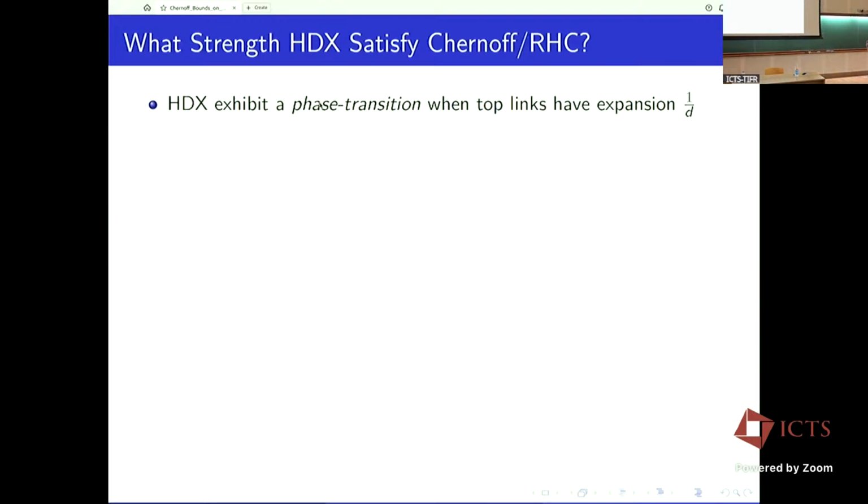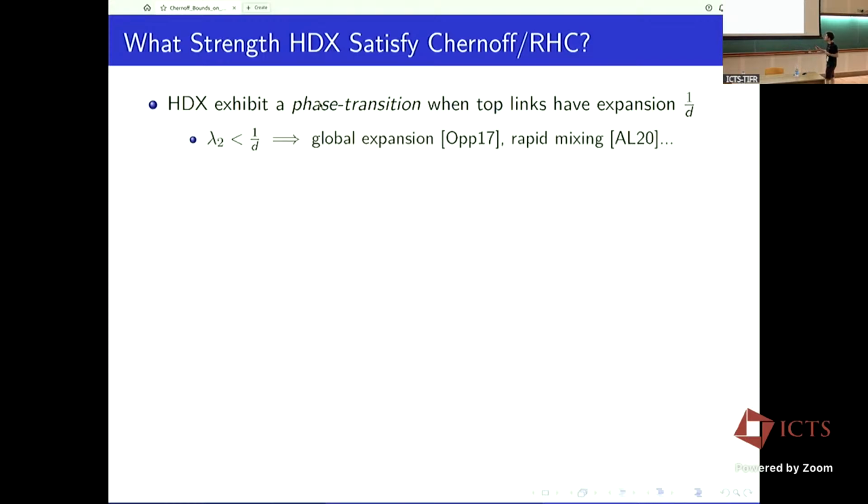This is actually something I wanted to talk about in the school, but didn't have time. High dimensional expanders exhibit a phase transition, an extremely interesting phenomenon, at a certain spectral expansion parameter. In particular, when the top links, the codimension to fix everything but 2 variables and look at the graph, have expansion 1 over d, 1 over dimension, HDX exhibit a number of thresholds.